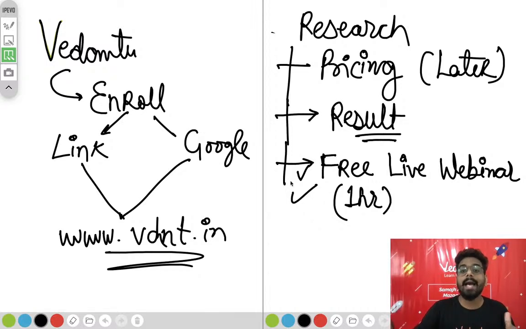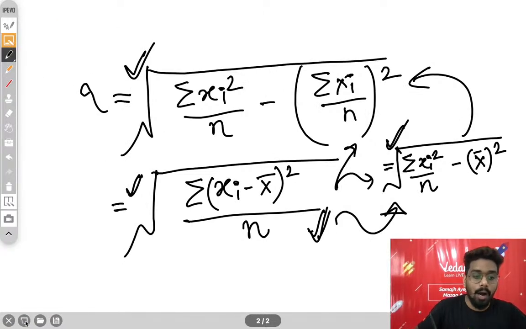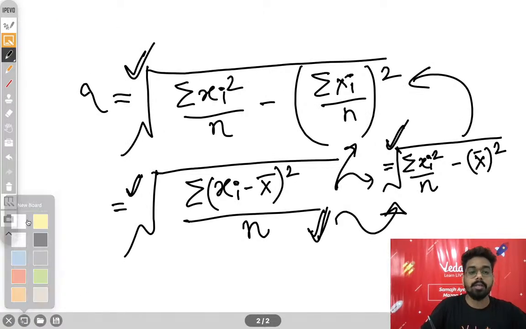Okay. And you will check the result, who was the topper, and where the toppers are from. They are from Vedantu. And then you will go for the pricing. There are a lot of features. And now after checking the features, you will come across the final thing.